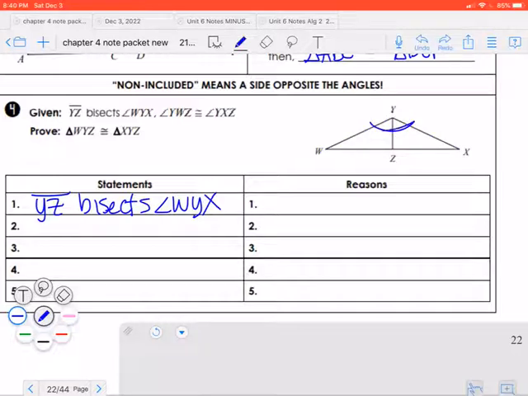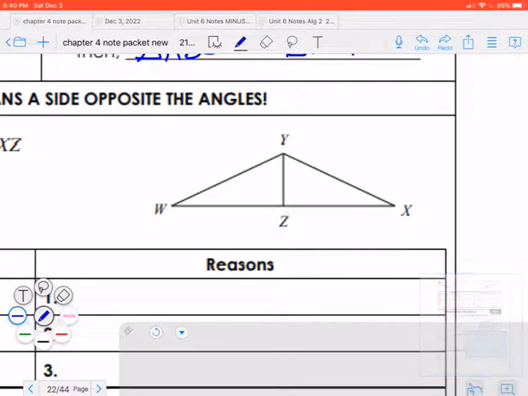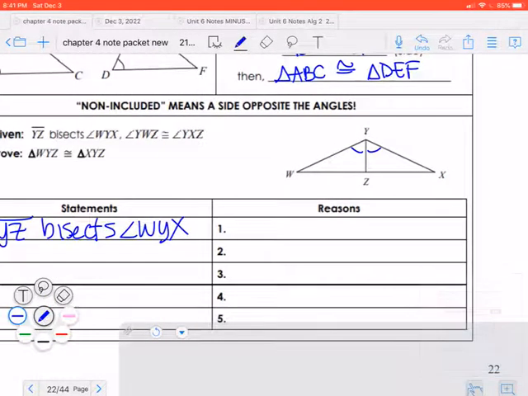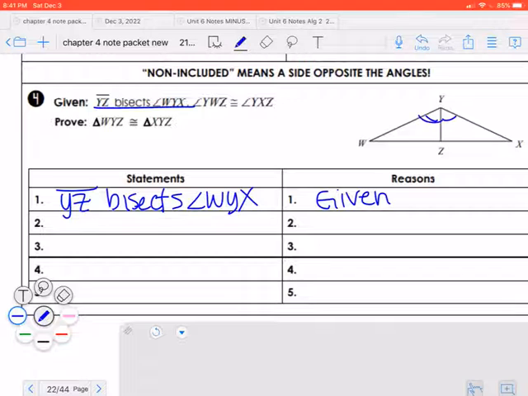WYX is this large angle here. YZ is bisecting that. Remember that from the previous page? If a segment is an angle bisector, that means the one big angle is being cut into two equal pieces. So this was our first given statement. So I write given as my reason. And now directly because of that, I can say those two angles are congruent.